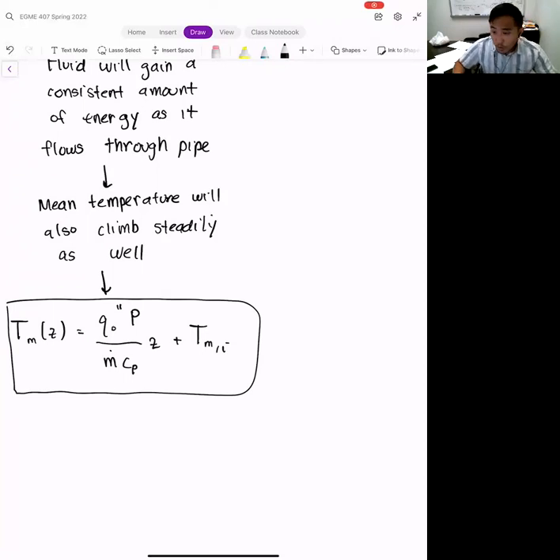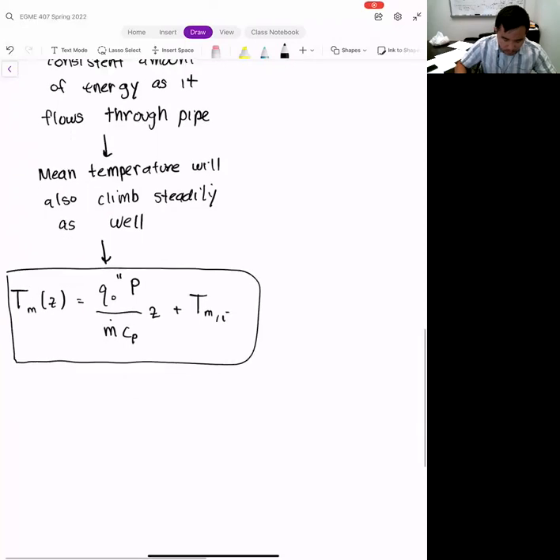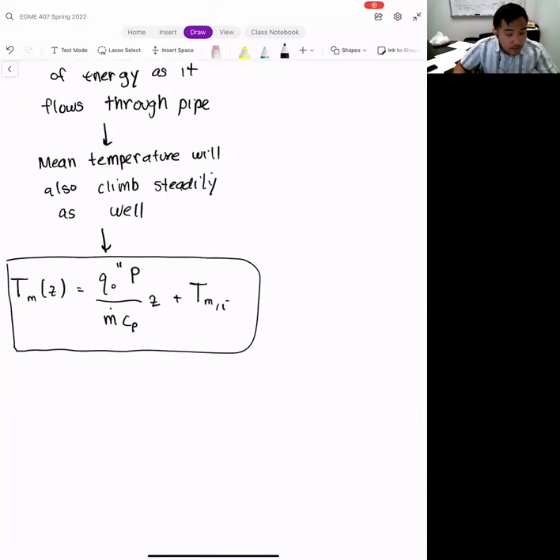Okay, and so you can see here the only z dependence that we have is on the first term, which is a linear function. Okay. And so this is the expression of what you would have if the fluid was gaining heat.